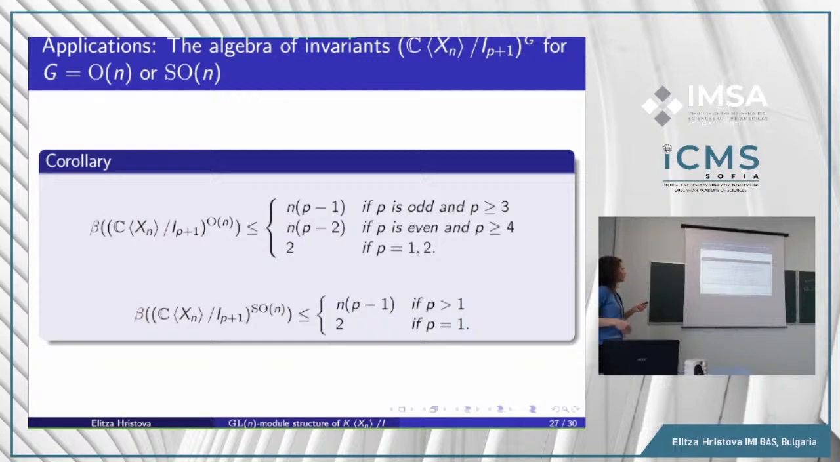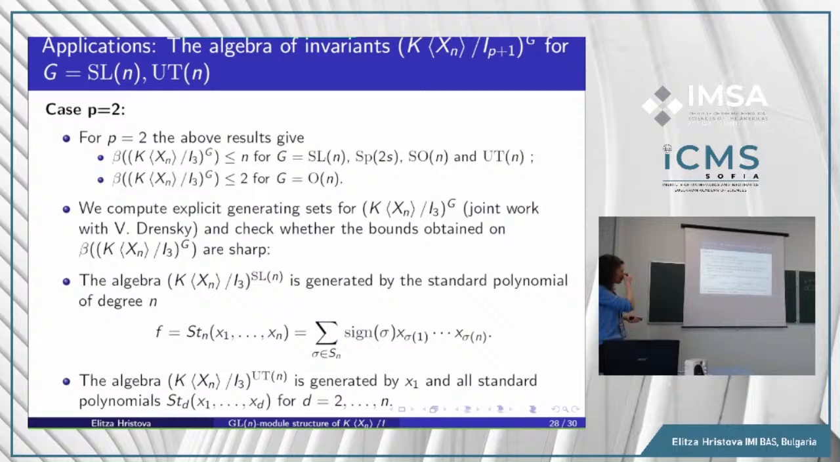Another question that comes to mind is to what extent these bounds are exact. Can we check how far they are from being sharp? So do we really have a generator, for example, with this degree? And we can check this in the case p equal to 2. So let us see how this goes. When p is equal to 2, the above bounds give n for these groups, and 2 in the case of ON. And in a joint work with Drensky, we have computed explicit generating sets in this case. So we can check whether this bound is obtained or not.